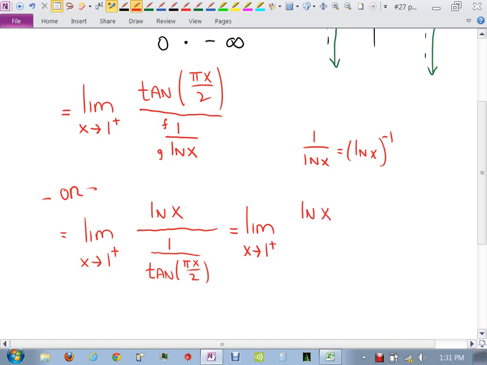Limit x approaches 1 from the right. We've got natural log x over. I respect you admitting that you couldn't get it or whatever. A lot of people are too afraid to speak out like that.